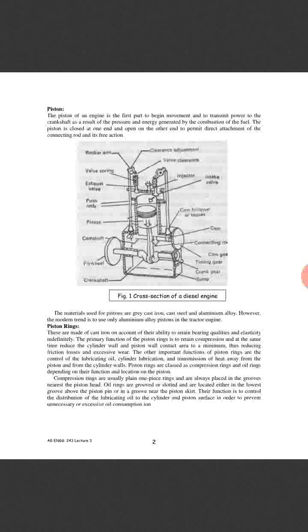The other important functions of piston rings are the control of the lubricating oil, cylinder lubrication and the transmission of heat away from the piston and from the cylinder walls. Piston rings are further classified as compression rings and oil rings, depending on the function and location on the piston.